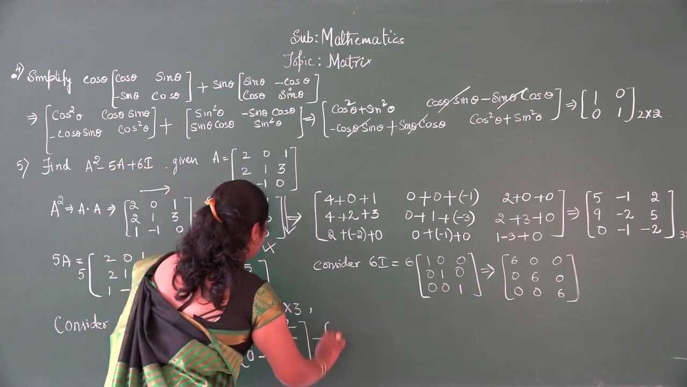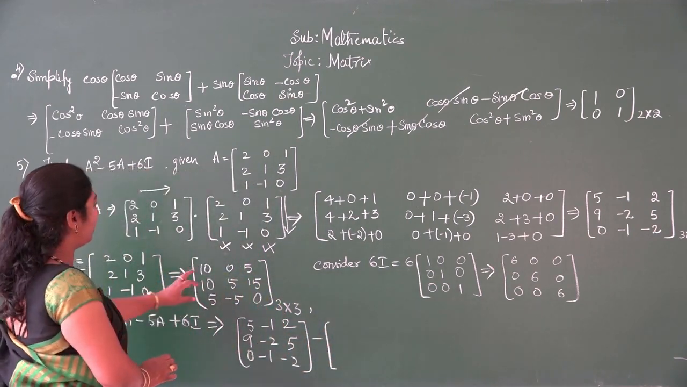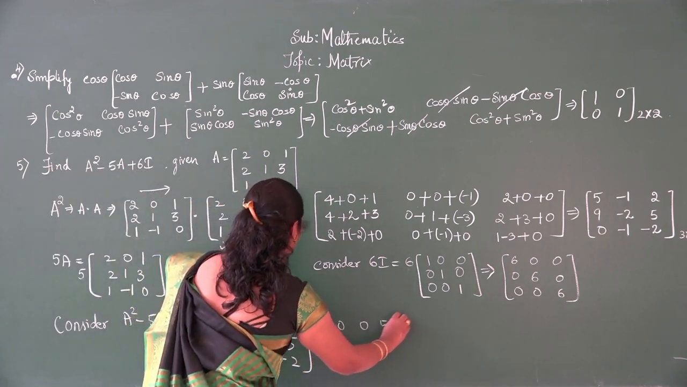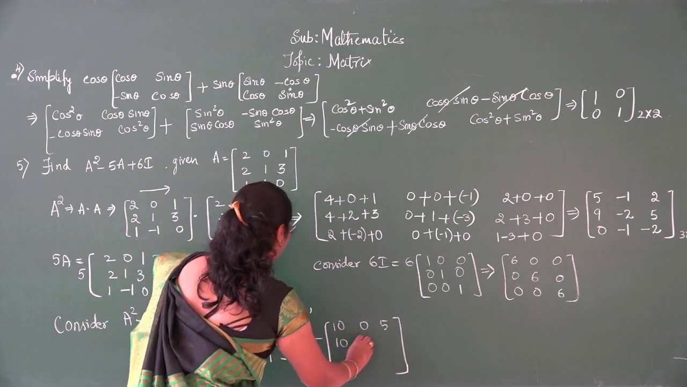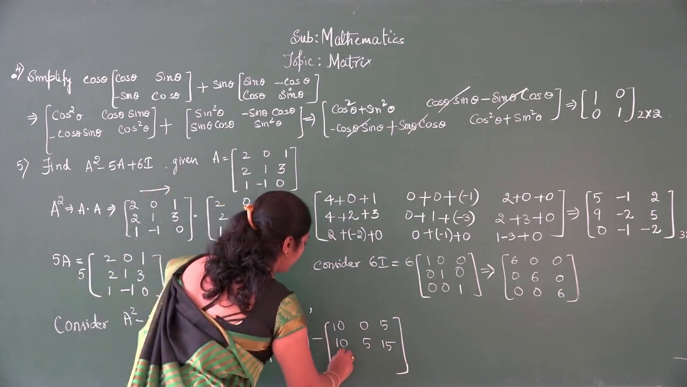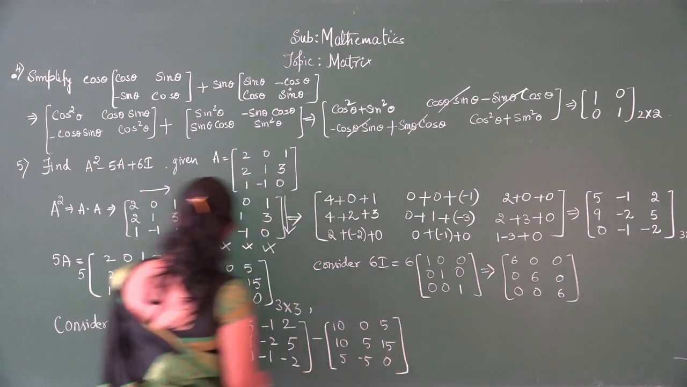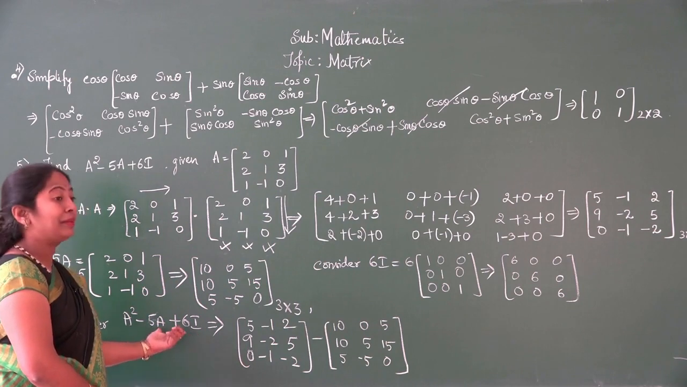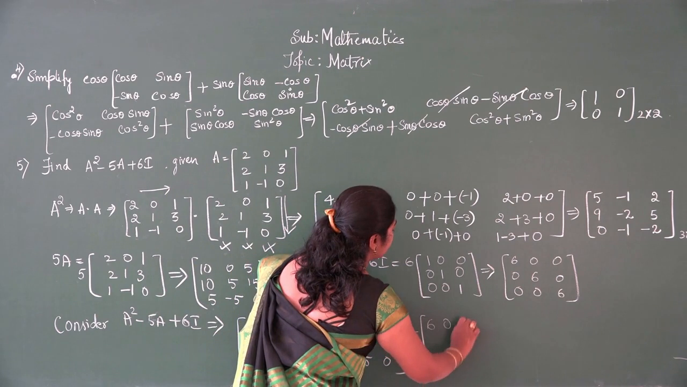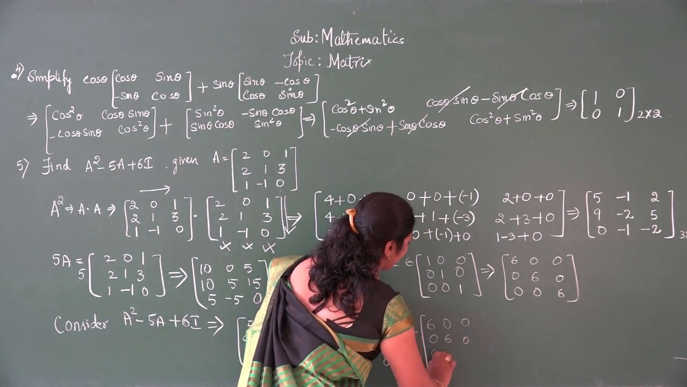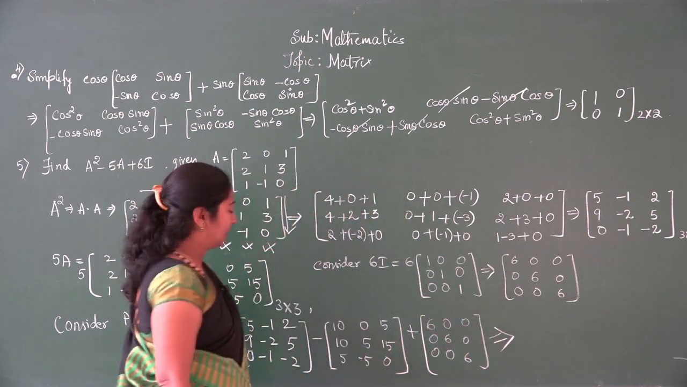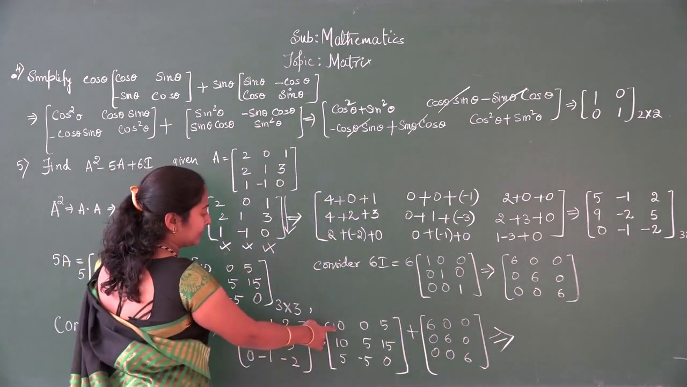What is the resultant answer of 5A we got? 10, 0, 5, 10, 0, 5, 10, 5, 15 and 5 minus 5, 0, 5 minus 5, 0, which is the last term that is left out, plus 6I. What does 6I sum up to? 6 0 0, 0 6 0, 0 0 6. Summing up the final answer, we have 5 minus 10.